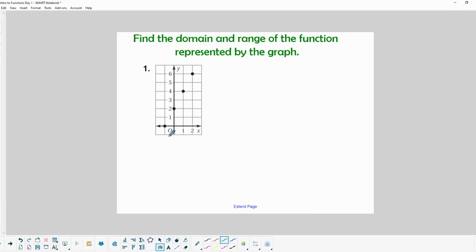So the first question, we give you a graph with 4 dots on it. So basically we have 4 input-output values there. And we want to know what's the domain and what's the range. Well, I'm going to write the coordinates of each point. So the first one is -1 and 0. The second point is 0, 2. The third point is 1, 4. And the last point is 2, 6.